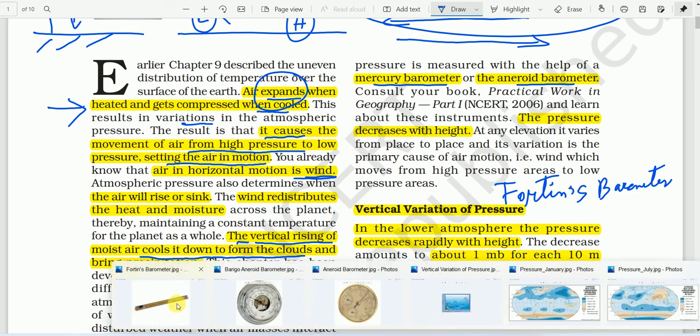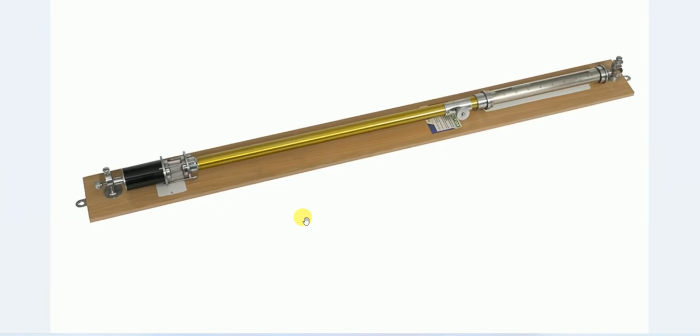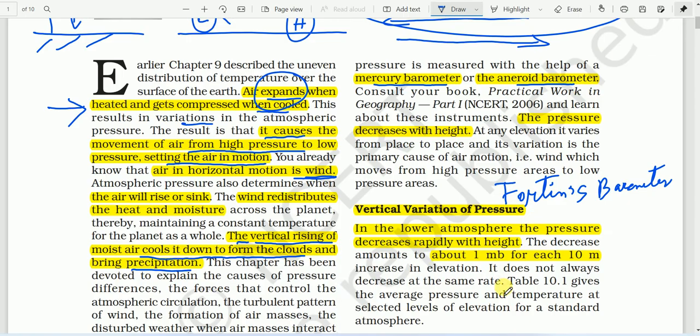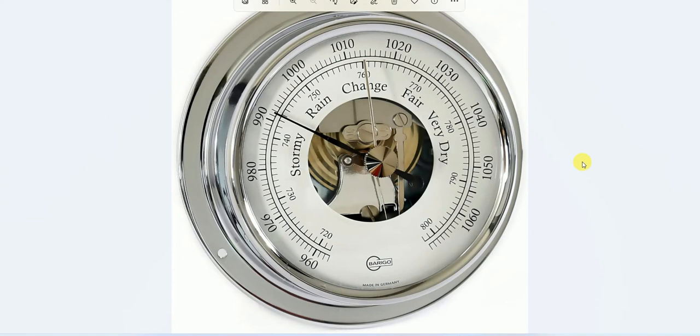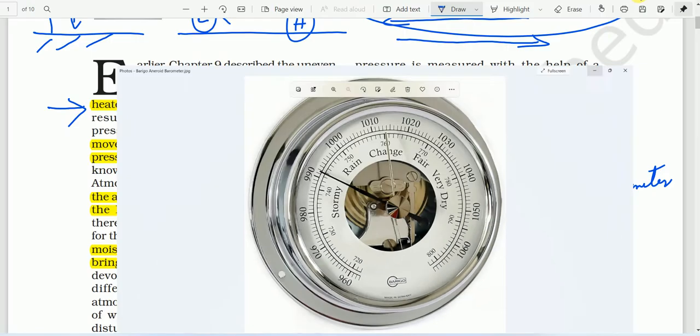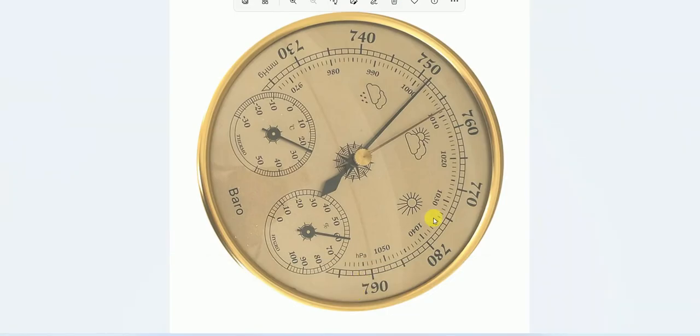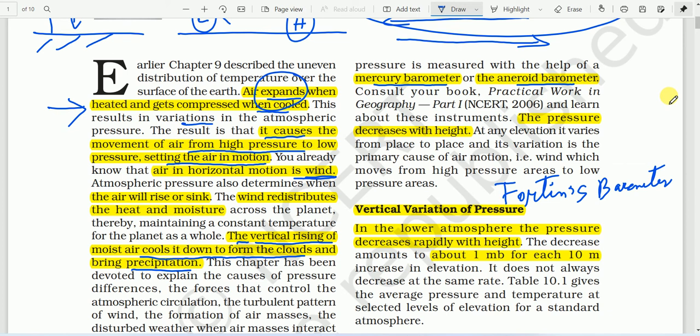See, I will show the photograph. This is a picture showing Fortin's barometer. This is a very accurate one. And the aneroid barometer is here, the circular one. Here we have another picture, which is also an aneroid barometer. These instruments are used to measure the atmospheric pressure.